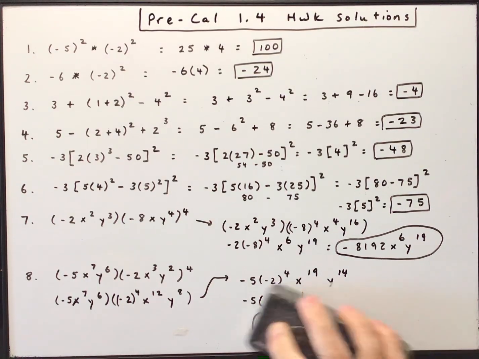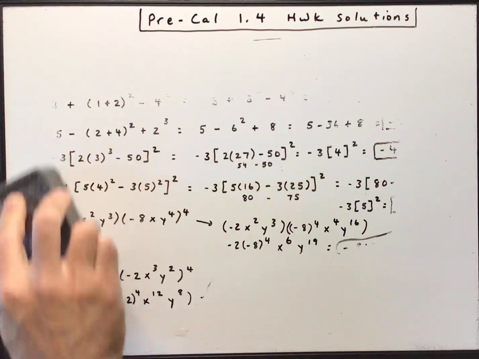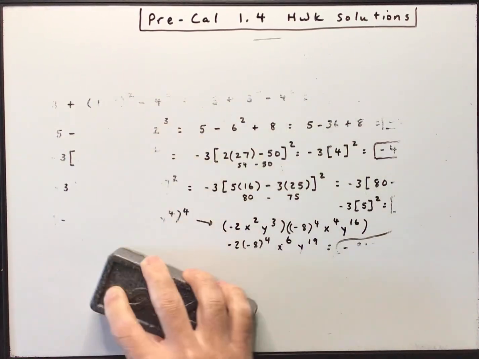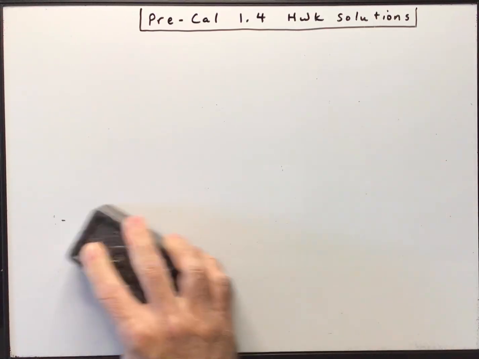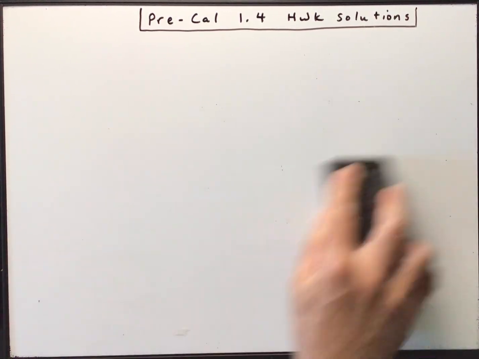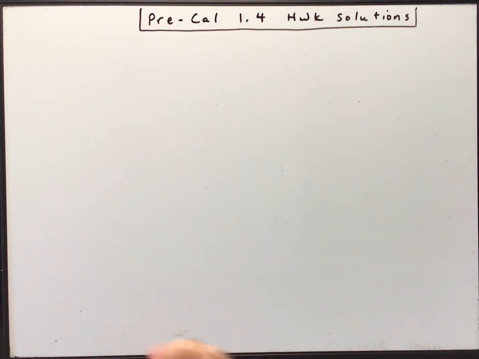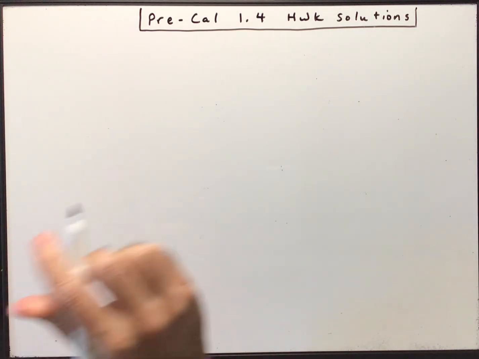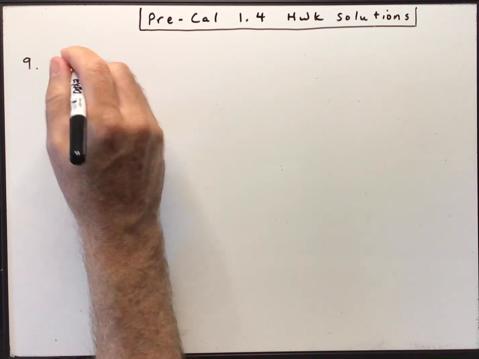Take just a short break while I erase all this, and we'll go to number 9. So number 9, we are doing division, and with division with exponents you subtract. But we want to get rid of all of the negative exponents. So don't leave any negative exponents.